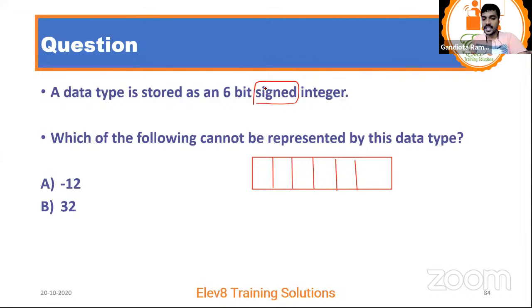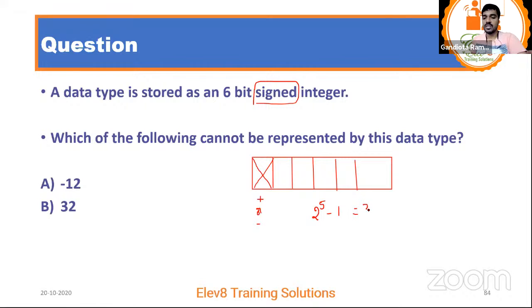When it is a signed integer, the last bit is not in your hand. Last bit is not yours ma. It is a plus or minus bit. So ఈ bit ని మీరు యూజ్ చేయలేరు. Only you have 5 bits. If you want to store the data, 5 bits మాత్రమే మీకు ఉంటాయి. సో 5 bits లో మీరు స్టోర్ చేయగలిగే మాక్సిమం వాల్యూ ఎంతమా? 2 power 5 minus 1.